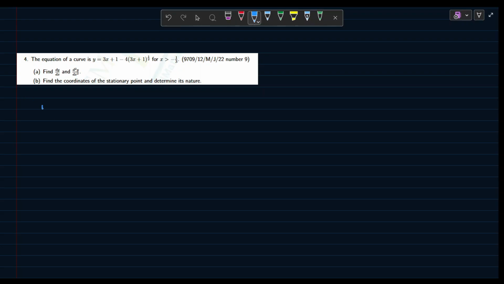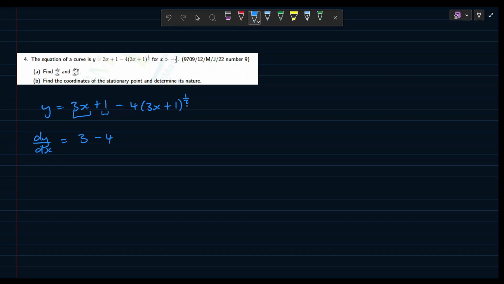Alright, so our equation is y equals 3x plus 1 minus 4 times (3x plus 1) to the power half. Okay, so let's start by finding the first derivative dy/dx. If you differentiate 3x, you get 3. If you differentiate a constant, you get 0. Then we've got minus 4.